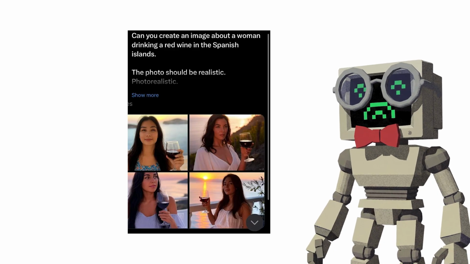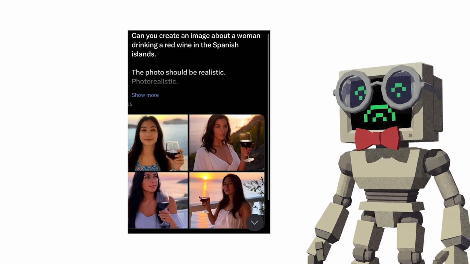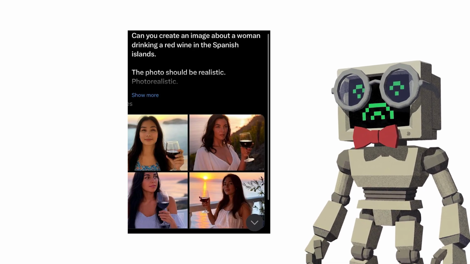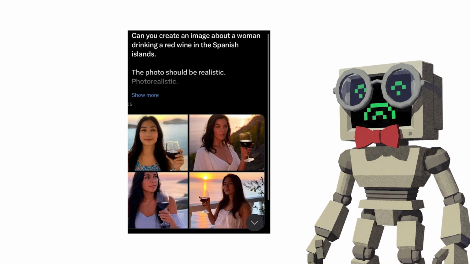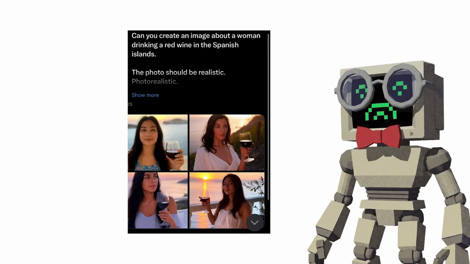xAI explicitly marketed Grok's image generation as less restricted than competitors. Not subtly, not between the lines. They basically ran a vibe that said, hey, all those prompts DALL-E 3 refuses? Try them here. Which is a bold strategy when regulators are already circling AI companies like vultures over a desert highway. And it worked, sort of.